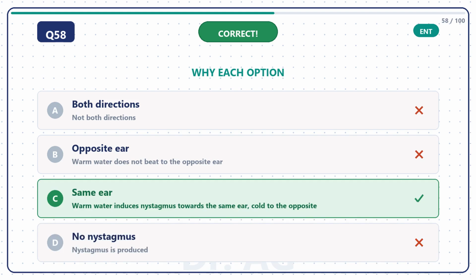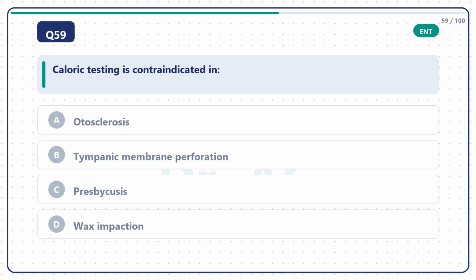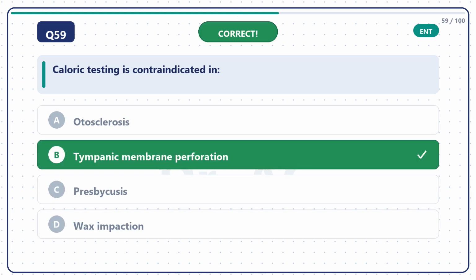Same ear. Question 59. Caloric testing is contraindicated in option A. Otosclerosis. Option B. Tympanic membrane perforation. Option C. Presbycusis. Option D. Wax impaction. The correct answer is option B.